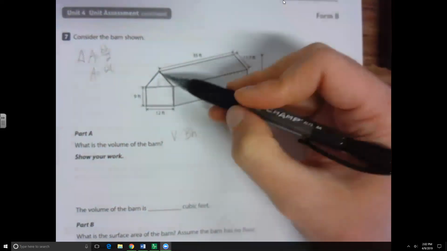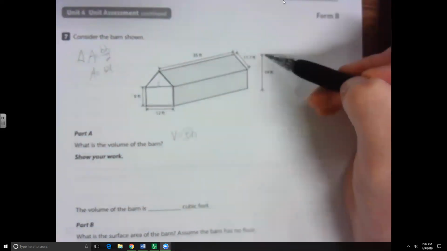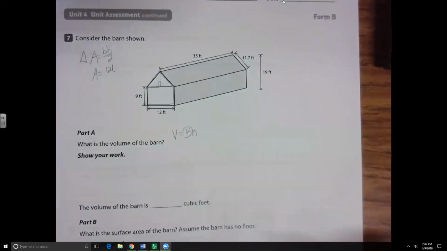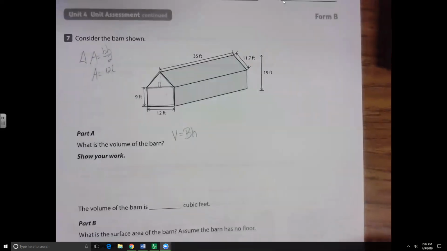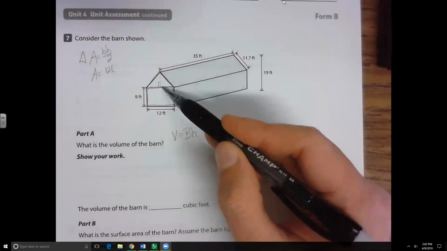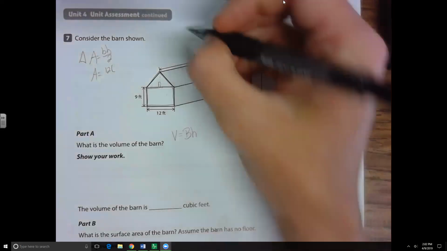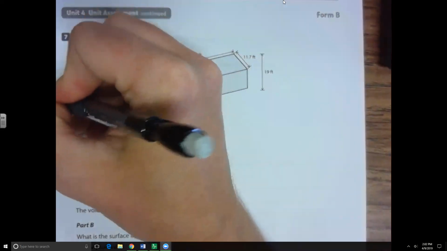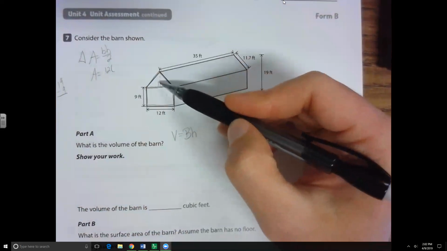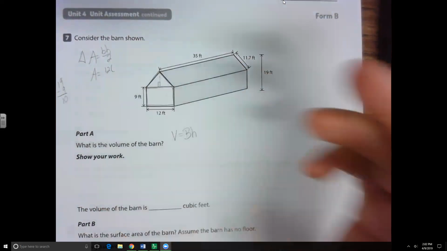I know that the whole barn from top to bottom is 19 feet. That's where this comes from. And I know that from the bottom up to this point is 9 feet. So if I subtract 19 minus 9, then I'm left with the height of my triangle here. So 19 minus 9 leaves me with 10.